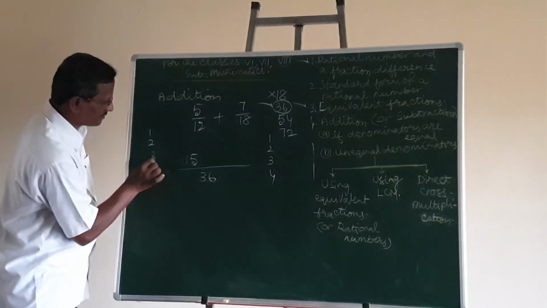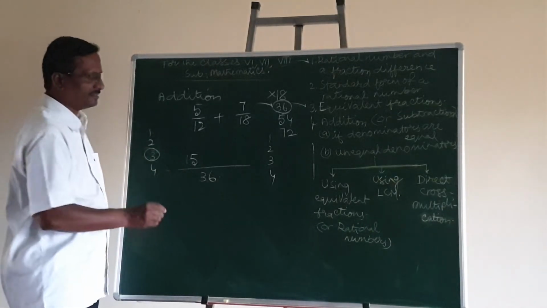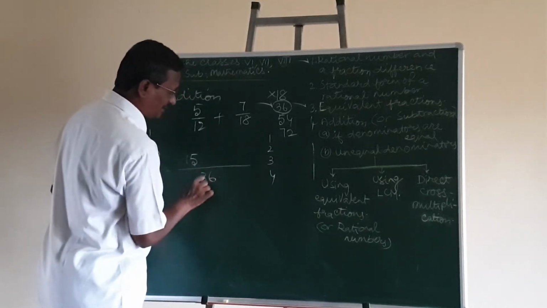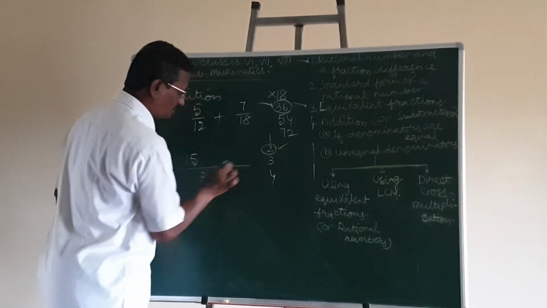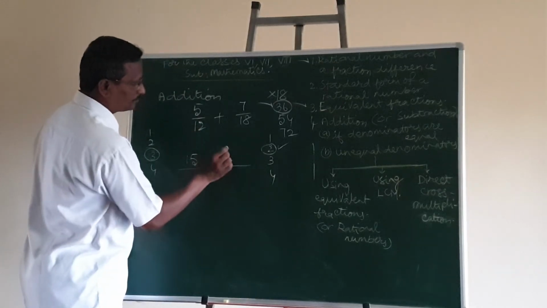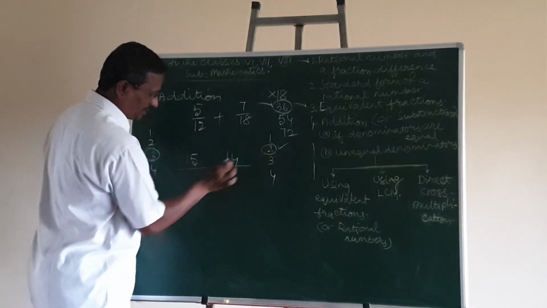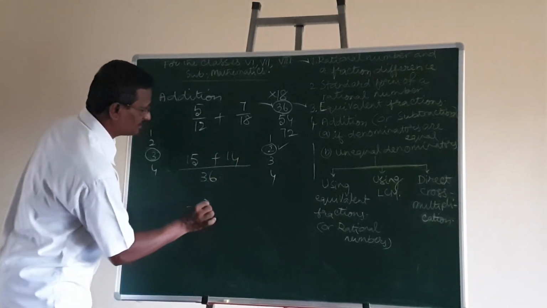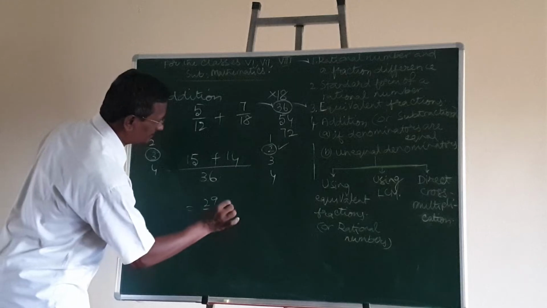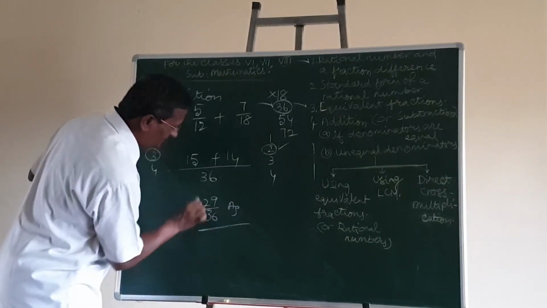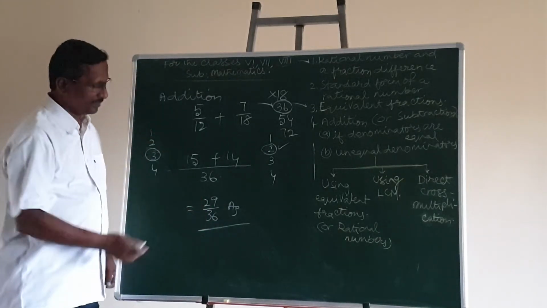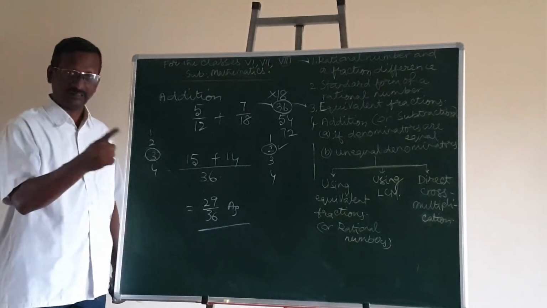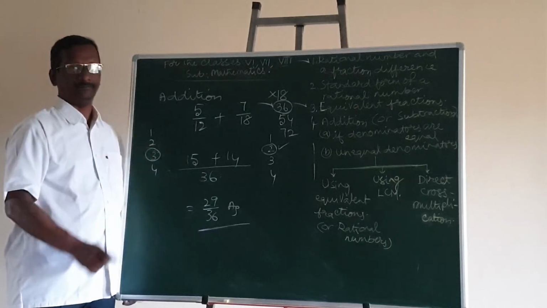Either cut or simply encircle. Similarly, 18 ones are 18, no. 18 twos are 36, yes. So 7 twos are 14. In between, the plus comes. This is 29 upon 36, the answer. If there is any common factor, we have to cancel it. Here there is no common factor, so this itself is the answer. So this is the method. It is to be remembered.